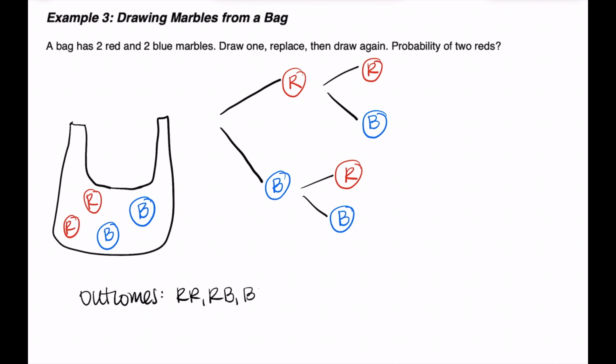So we have 4 outcomes here. We're looking for the probability of getting 2 reds. So out of our 4 outcomes, the probability of getting 2 reds would just be 1 out of 4. And that is our answer for number 3. Now we'll move on to our 4th example.